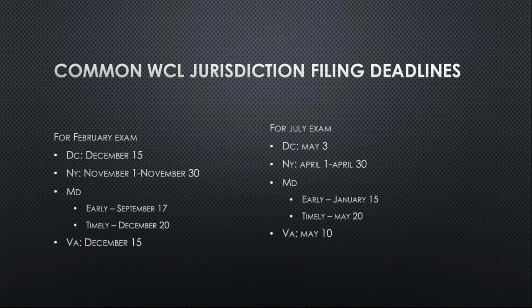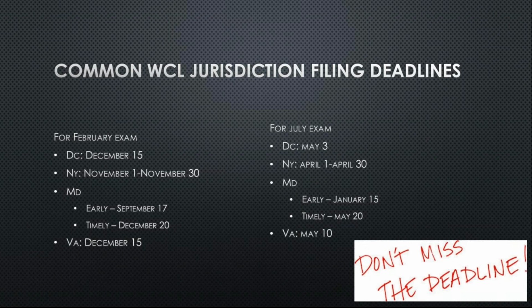New York is very unique in the fact that during that period of time, so for instance, November 1st through November 30th, you are filing to take the bar exam itself. New York does not complete the character and fitness process until after you've taken the bar exam. Other states, such as Maryland, Virginia, and the District, require that you submit your bar application and character and fitness all at the same time. So it's very important for you to note the deadlines and start early to gather the information that you need.